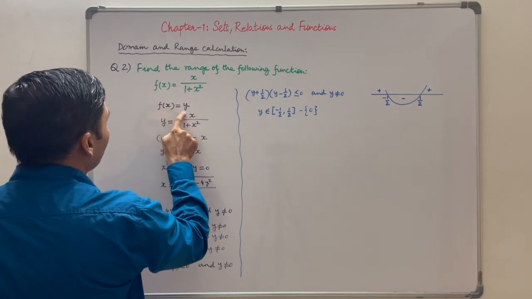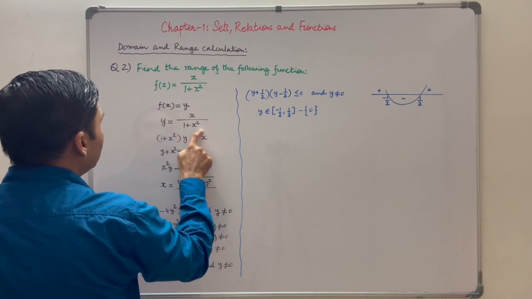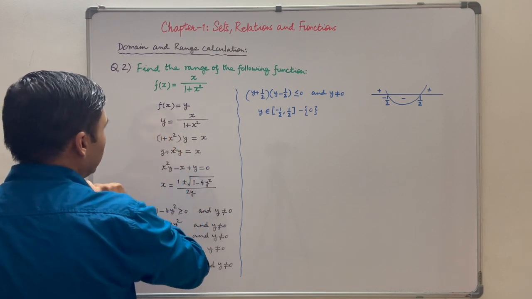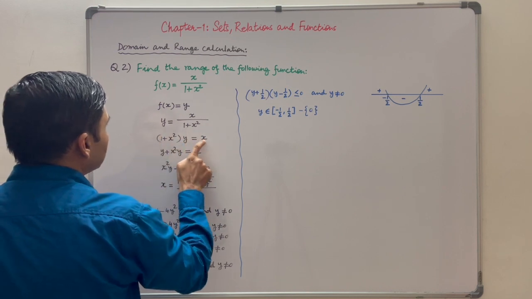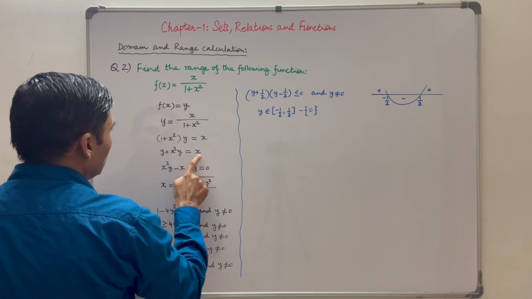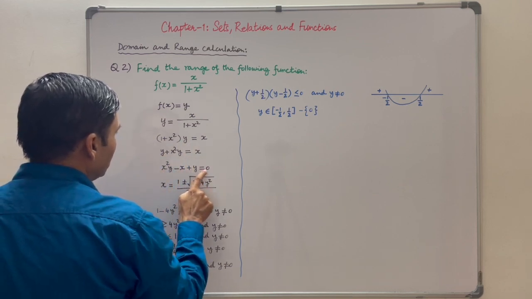Put f(x) equal to y. So y is equal to x upon 1 plus x square. Now we have to figure out x is equal to what in terms of y. Cross multiply 1 plus x square to y, that is equal to x, or y plus x square y is equal to x, or x square y minus x plus y is equal to 0.